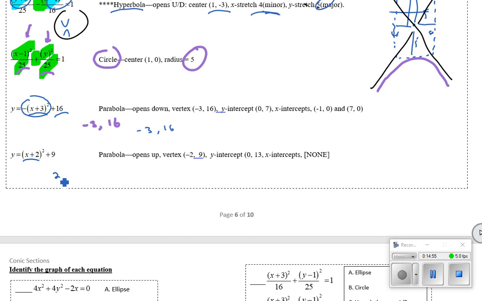What makes that 0? X is 2. Sorry, that opens up and down. I said left and right, that opens up and down. And if x is 2, this thing is 0, so what does y equal? 9.